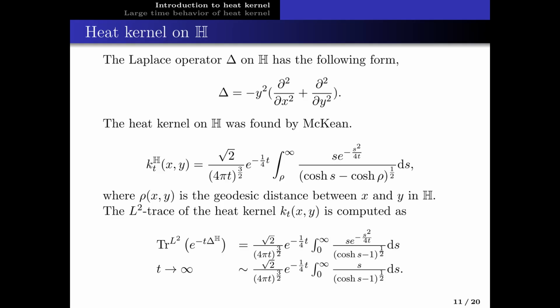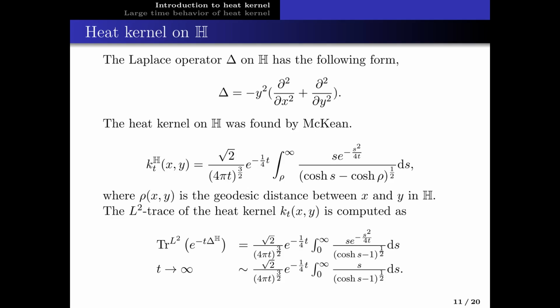So that's about the example of SL2R, the upper half space. What do we have for the large time behavior of the trace? Now we can also ask about the small time behavior. That's what we usually see in the study of Weyl's law. So that goes back to Weyl. He observed that when we look at the small time limit, it's related to Weyl's law.